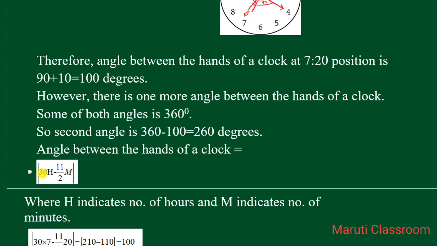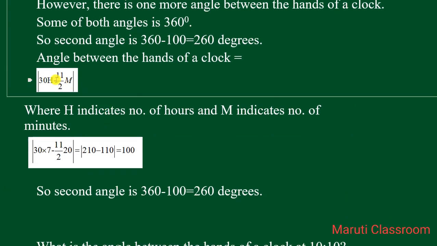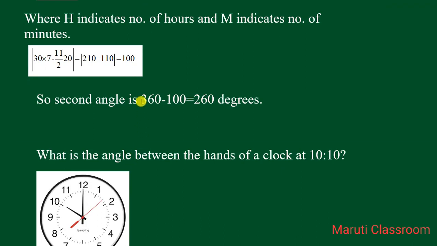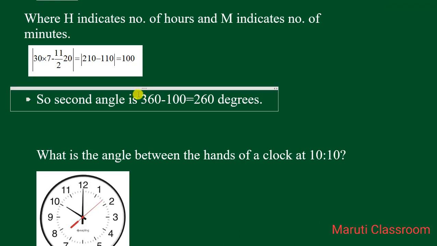That formula is modulus of 30h minus 11 by 2m, where h indicates number of hours and m indicates number of minutes. Here time is 7:20, so h equal to 7 and m equal to 20. Substitute h value and m value in this formula, then it becomes 30 into 7 minus 11 by 2 into 20, becomes 210 minus 110, equal to 100. This formula gives only one angle, just like previous case. By subtracting this angle from 360, we can find out the other angle. So other angle is 260 degrees.